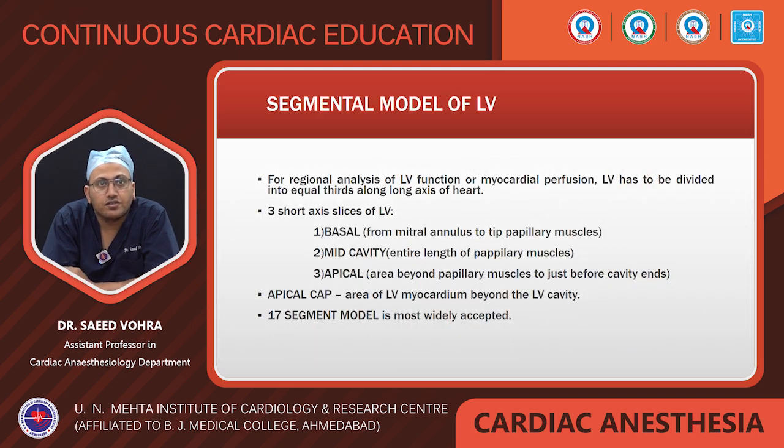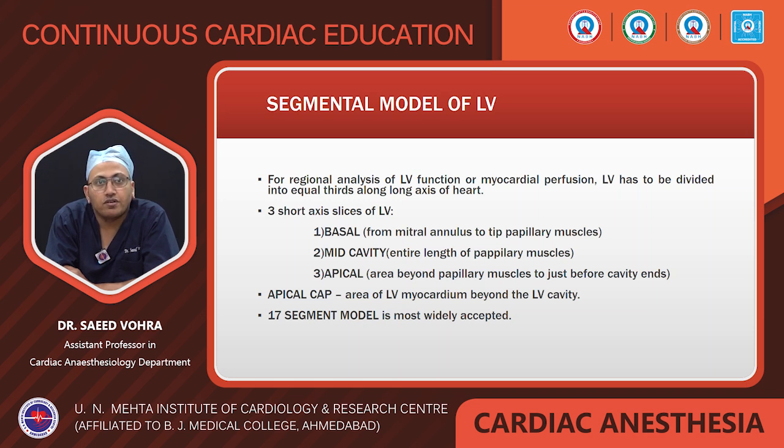Now, to understand the regional function of the LV or the myocardial perfusion, the LV is divided into three equal parts along the long axis of the heart. The three short axis slices of the LV are the basal third, which is from the mitral annulus to the tip of the papillary muscles. Then there is a mid cavity third, which is along the entire length of the papillary muscle, and then there is an apical third, which is the area beyond the papillary muscle to just before the cavity of the LV ends. Then there is an apical cap, which is the area of LV myocardium beyond the LV cavity. It is just a chunk of myocardium.